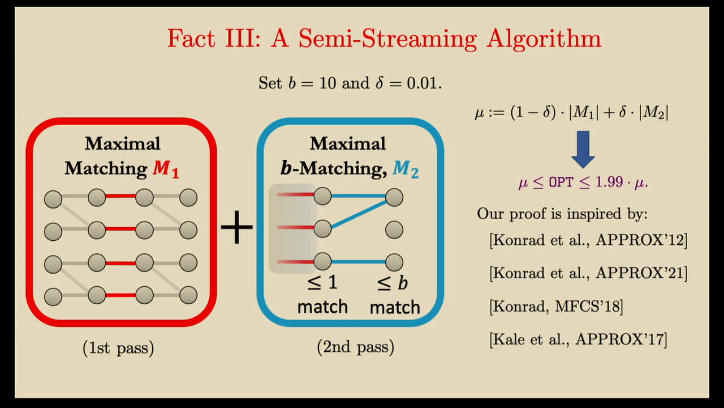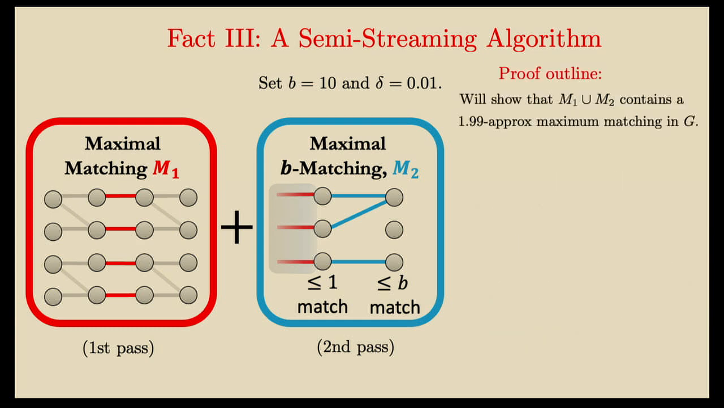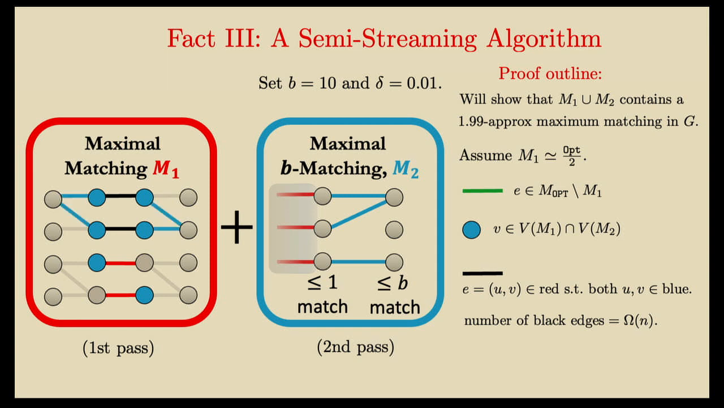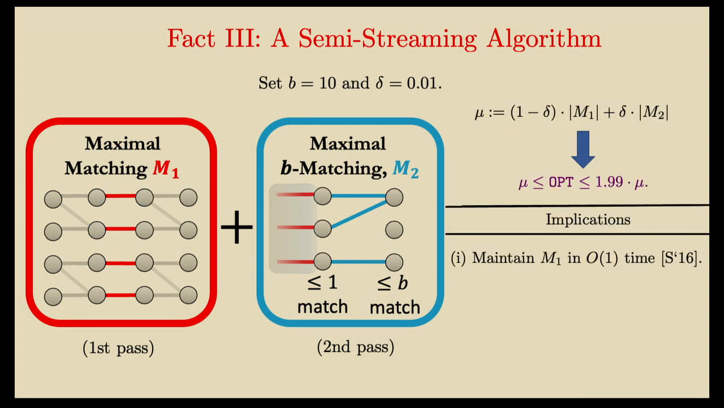Now, once you have this fact, let us just combine these three things together. I will just keep the proof outline because of lack of time. What are the implications? Here is a natural strategy: maintain the maximal matching M1. In polylog n update time, we know how to do this, and now we just need to maintain the size of M2, that suffices for our estimate of mu.